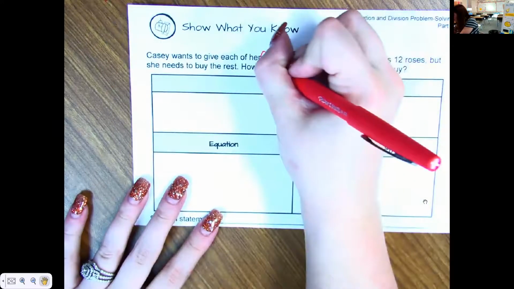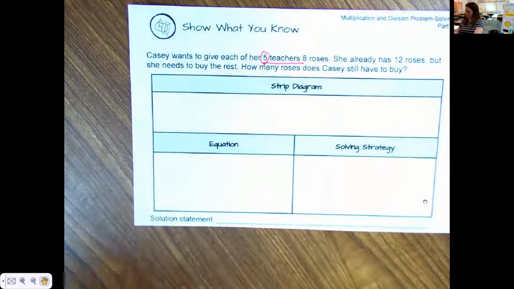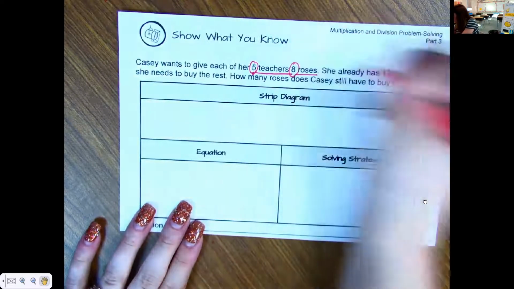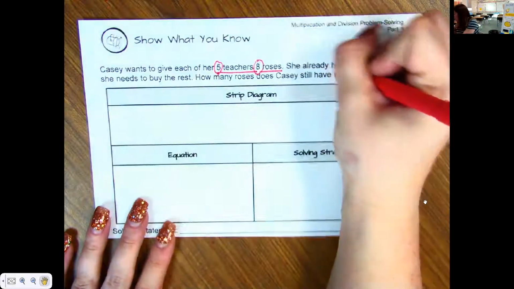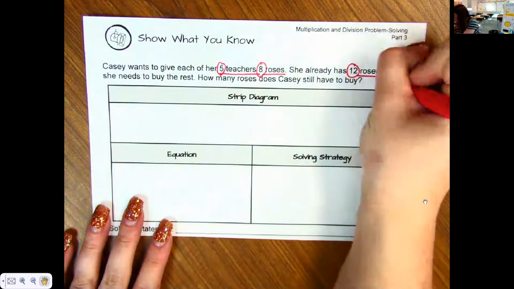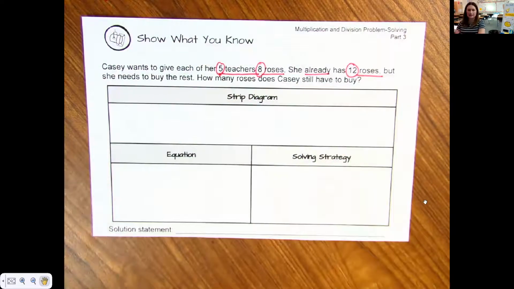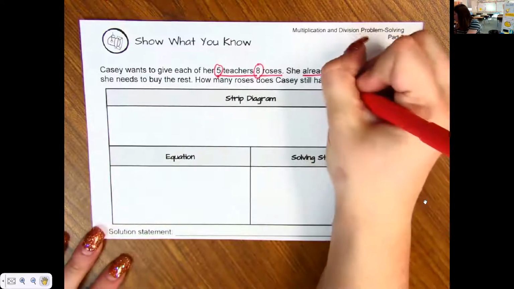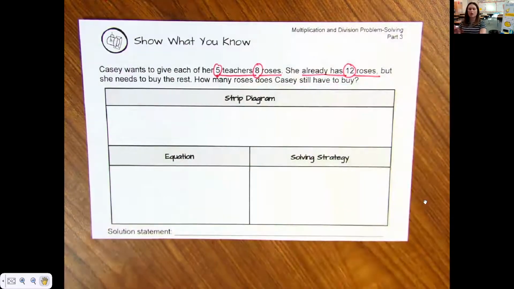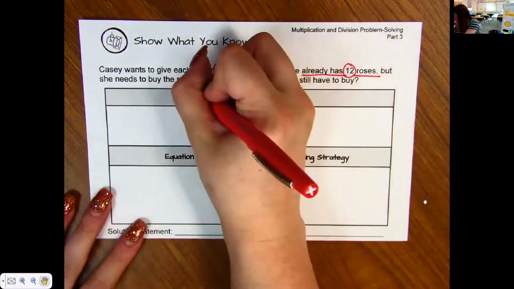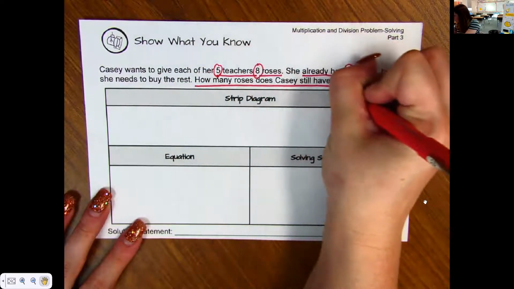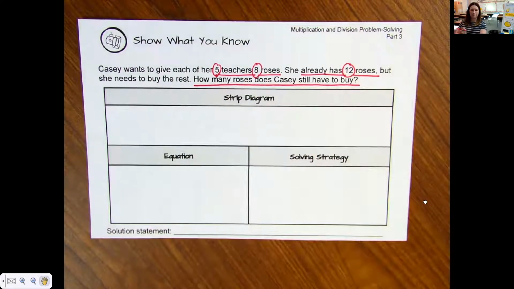I have 5 teachers, and I'm going to have 8 roses each, okay? But she already has 12 roses. She already has, okay? So that means she doesn't need those. She already has 12 roses, so she doesn't need those. But she needs to buy the rest. So I want to know, how many roses does Casey still have to buy?